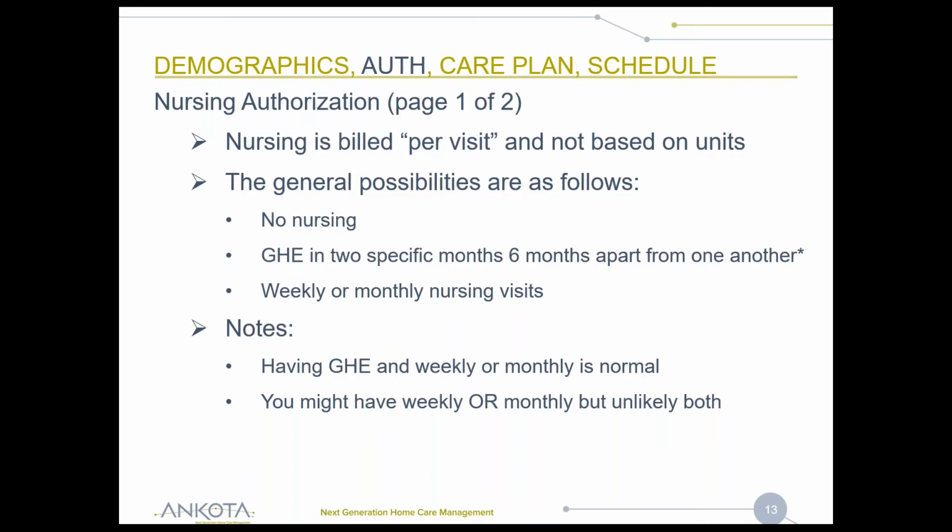What we see is what we call patterns. A lot of times some of our clients don't have any nursing. Often they'll have their GHE, which stands for the General Health Evaluation. When you get a GHE, it's always 2 visits and they're always 6 months apart. So if you get a January authorization, you'll see that February and August are your GHE.